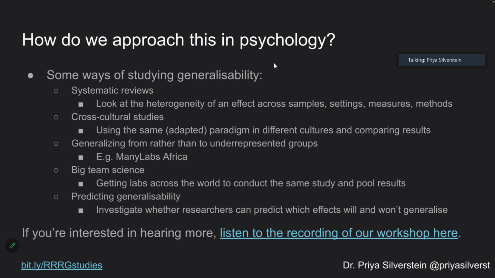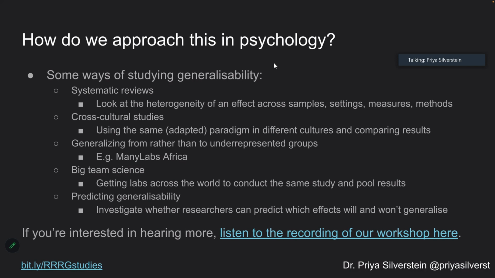There's been a push recently to generalize from rather than to underrepresented groups. In a lot of the replication studies that I have talked about in the different fields, often what's happening is you're getting high impact papers that have been published in the field, and then you're checking whether those results replicate, either in the same country or in countries all over the world, but the original results themselves are most often from the global north. So many labs, Africa is an example, are doing this in a flipped direction. Looking at studies that have been originally published by African researchers in Africa, how can we look at their replicability across the world rather than the other way around? Another thing that we can do is big team science.